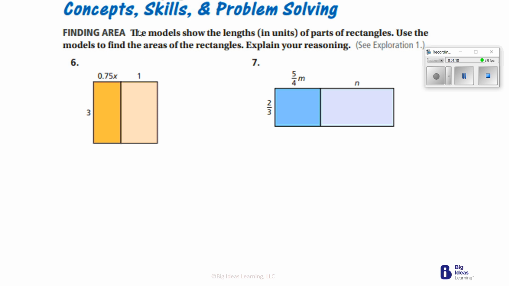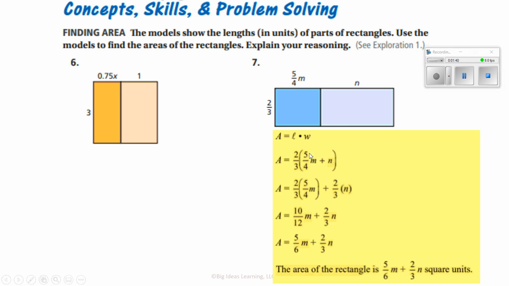It says find the area. The model shows the length in units of parts of the rectangle. Use the model to find the area of the rectangle. If I'm doing number 7, I know since it's length times width, that means it's going to be 2/3 times 5/4m plus n. You can see that's what they have here. 2/3 times 5/4m plus n.